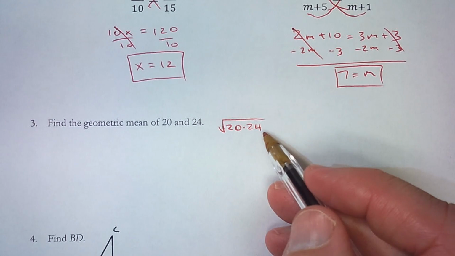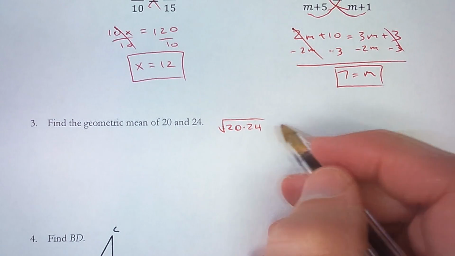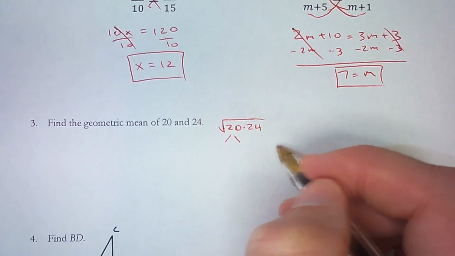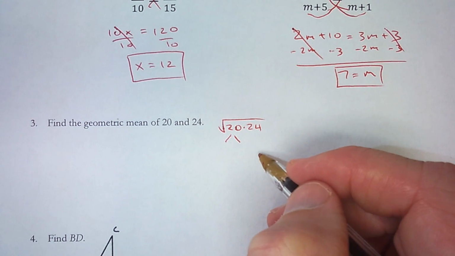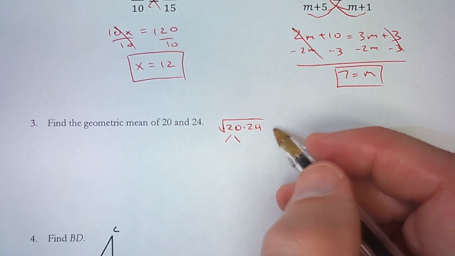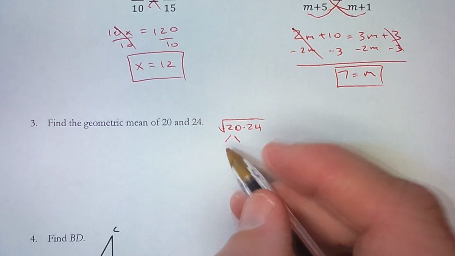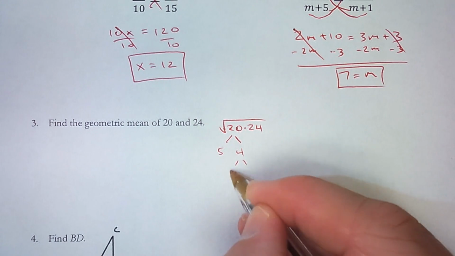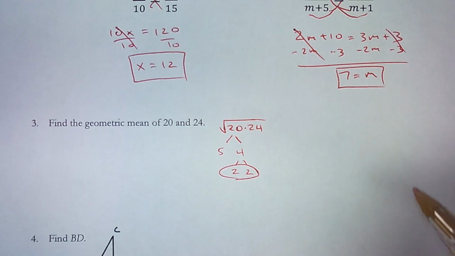Now when I multiply these, I don't think I'm going to get a square number, and I'll just skip the process of finding out. If I end up with everything coming in pairs, then I don't have anything left under the radical, and it would have been a square number. So I've got 5 times 4 is 20. And 4 is 2 times 2. There's a pair of 2's.